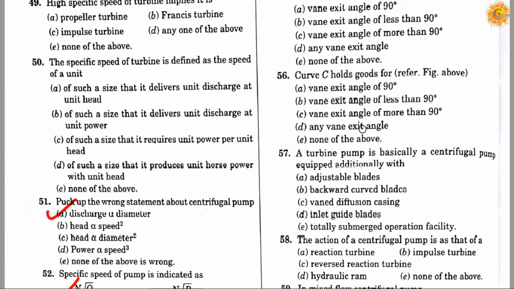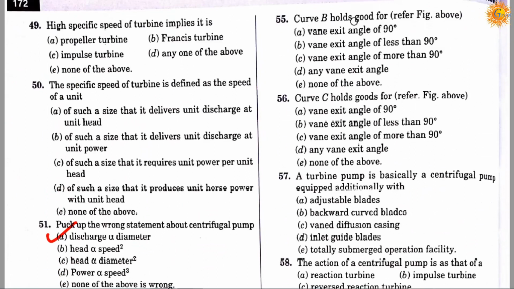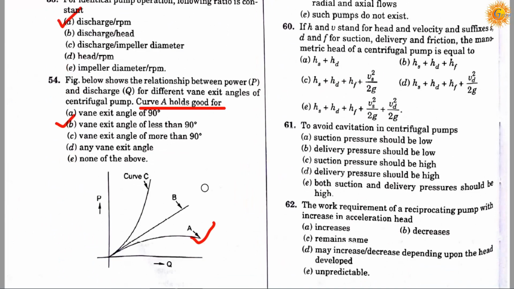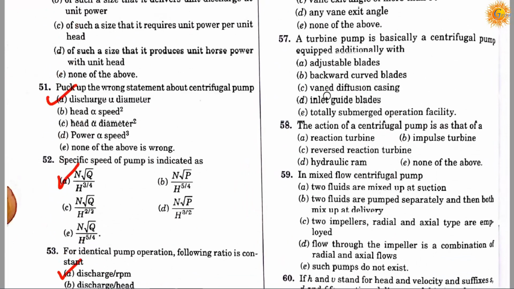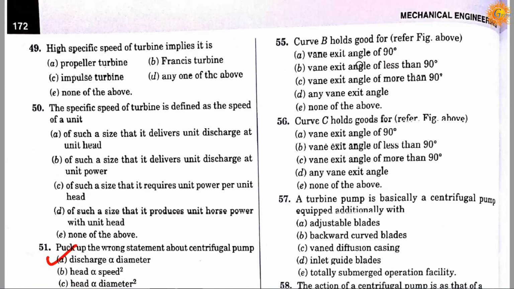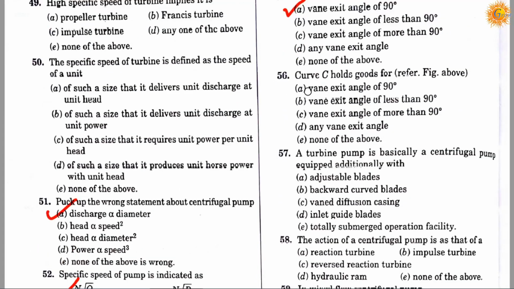Question number 55. Curve B holds good for, according to this graph, this curve belongs to what? Option A is when exit angle is 90 degree, option B when exit angle is less than 90 degree, option C when exit angle is more than 90 degree, option D is any exit angle, and option E is none of the above. Correct answer is A. Curve B is good for when exit angle is 90 degree. Question number 56.